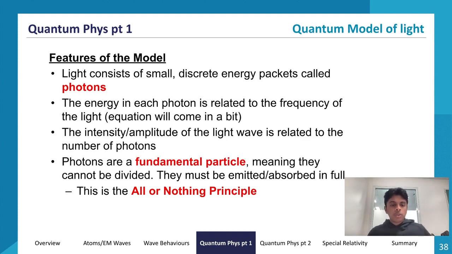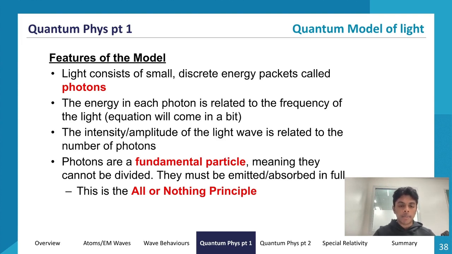This quantum model details that light consists of small discrete energy packets called photons. You might have heard of photons before, as light particles and stuff. But they're discrete energy packets, and the quantum model of light describes light as being made of photons. The energy in each photon is related to the frequency of the light. So if the frequency of the light becomes greater, the amount of energy that these photons carry in these packets also increases. We'll go through the equation in a bit.